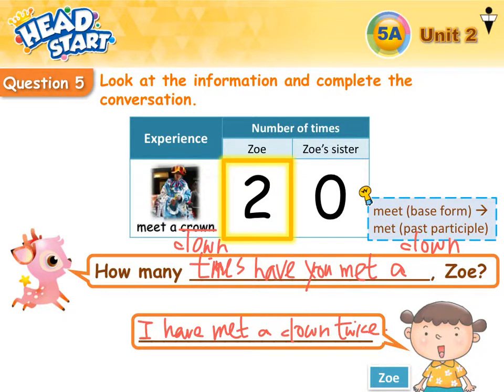Okay, how about Zoe's sister? How many times has she met a clown? Can you answer that? She has 0 times, so it should be never, right? She has never met a clown.